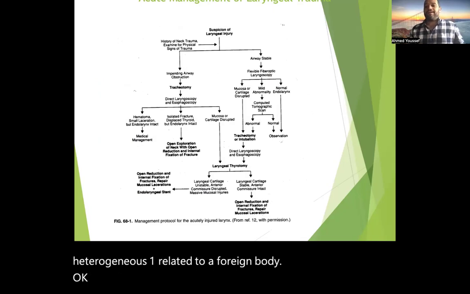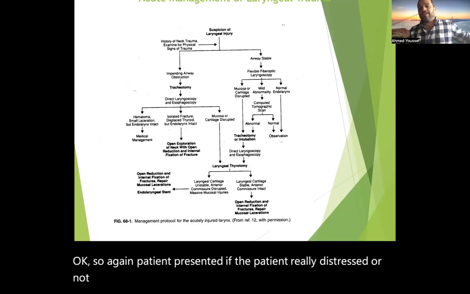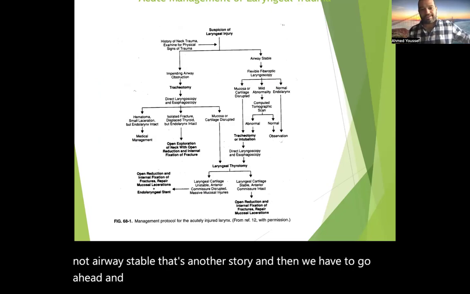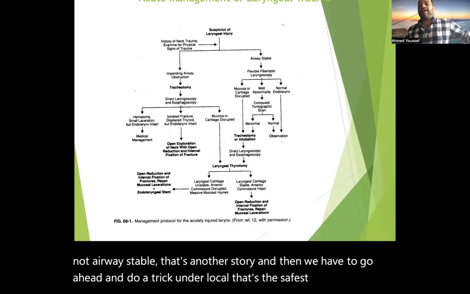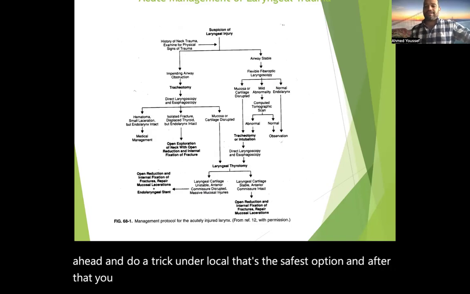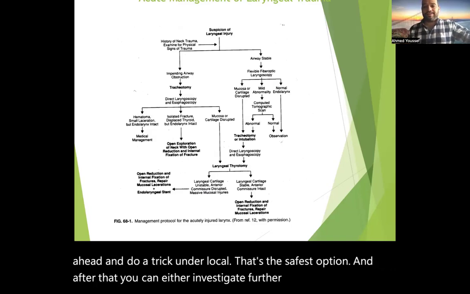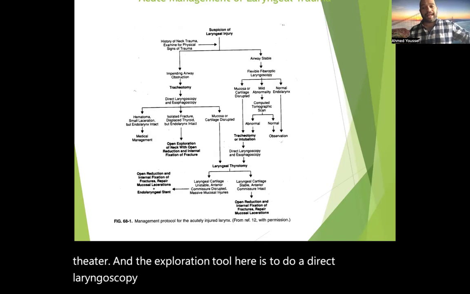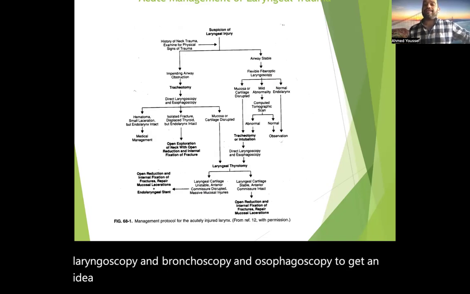Okay, so again, the patient presented. If the patient is really distressed or not airway stable, that's another story. And then we have to go ahead and do a trach under local. That's the safest option. And after that, you can either investigate further or explore in the theater. The exploration is to do a direct laryngoscopy, bronchoscopy and oesophagoscopy to visualize the airway, the larynx and trachea, and think about what's going on.